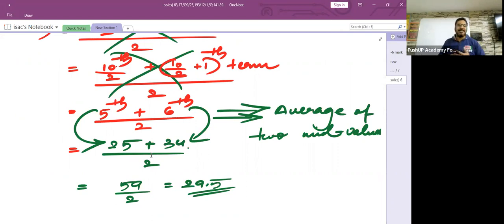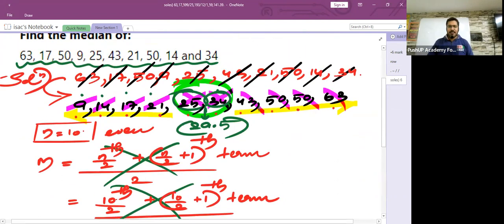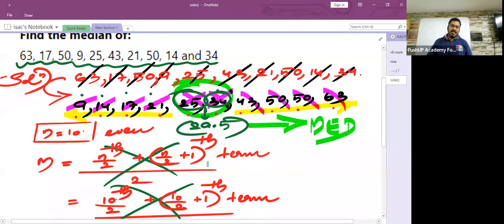Yes, sir. Understood? So children, this is what we exactly did here. Found the average of the 5th and the 6th term. You got 29.5. And hence that 29.5 will be considered as the median value. Okay. Easy. We'll do one more.